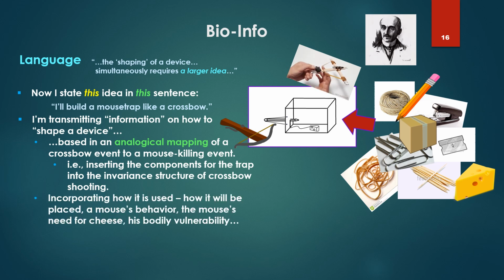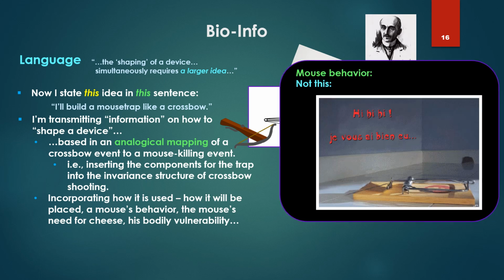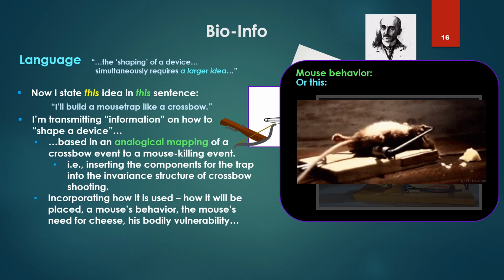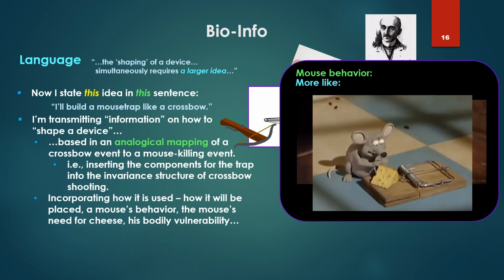Incorporating how it is used, how it will be placed, a mouse's behavior. For example, we know this is not mouse's behavior. Trap isn't going to work. Or this. Or like this. So the mouse's need for cheese, his bodily vulnerability, all that's implied, is sent. This whole knowledge is sent in this statement.